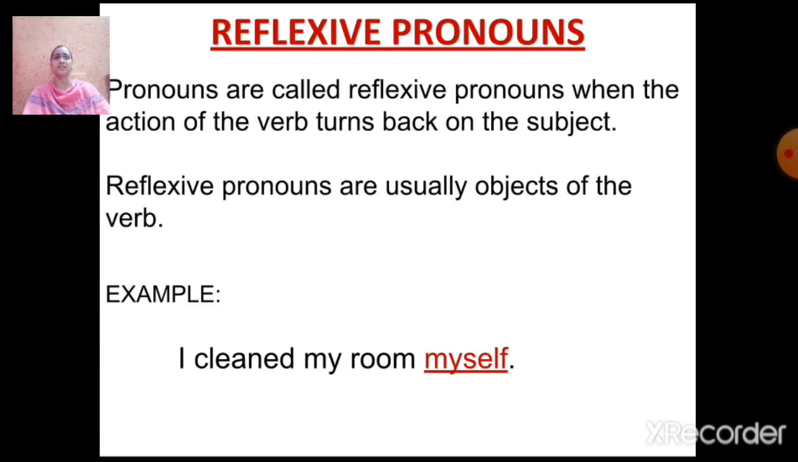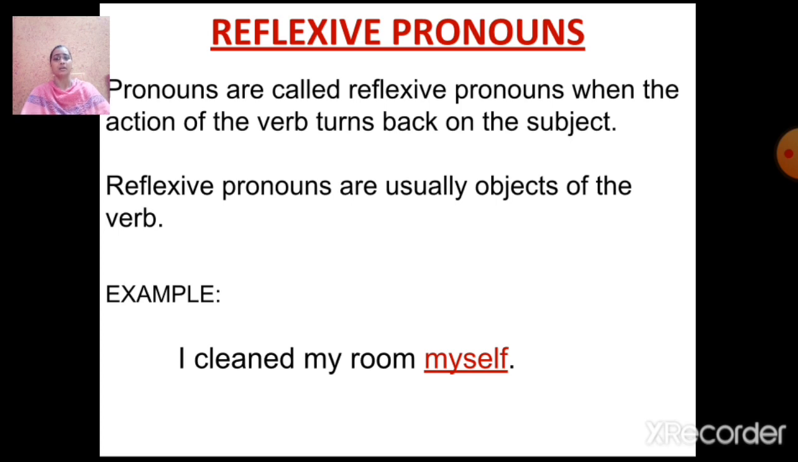Now let's see what is reflexive pronoun. Pronouns are called reflexive pronouns when the action of the verb turns back on the subject. Reflexive pronouns are usually objects of the verb. Like for example, I cleaned my room myself. Now here, the action that is cleaned, which is also verb here, it reflects on the subject. That is, the subject is also the object of the sentence.